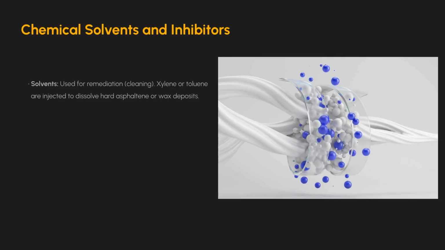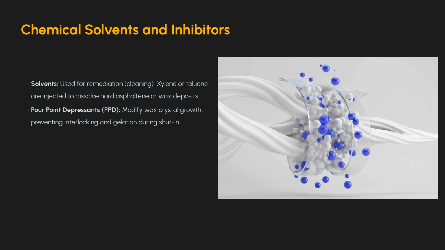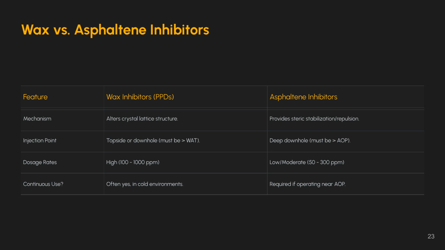Chemical treatments include solvents like xylene for cleaning, pour-point depressants to manage wax crystal growth during shut-in, and asphaltene dispersants to maintain colloidal stability. This table compares wax and asphaltene inhibitors. Note the different chemical applications required for each type of organic deposit.